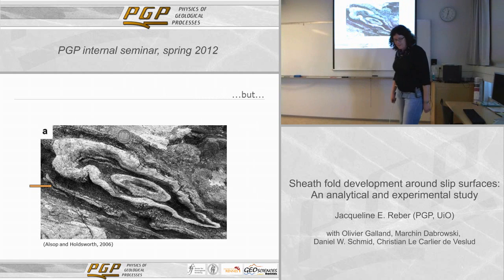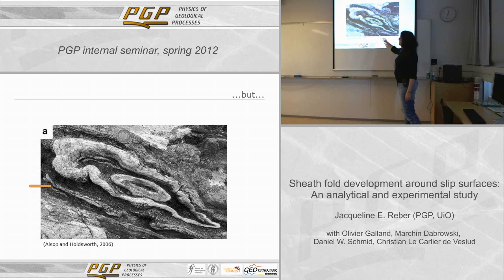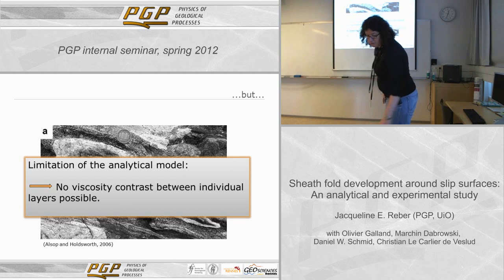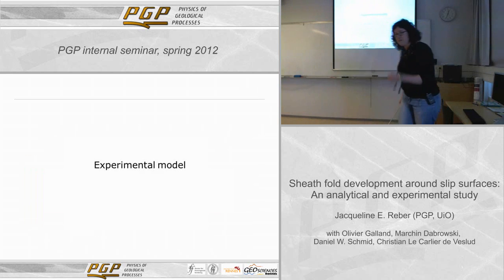Good. Okay. Then, however, if we look at a sheath fold like that, we can see that the black layers and the white layers are not really behaving the same. The black layers are weathered back compared to the white ones. And it is quite unlikely to assume that they have the same viscosity. So if we want to test what impact the viscosity contrast has on the sheath fold development, we cannot really use our analytical model because we can only have a homogeneous matrix. Now, to investigate the impact of the viscosity contrast, we use experimental models.